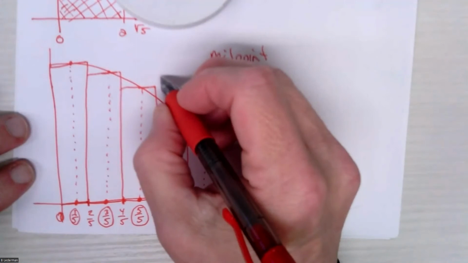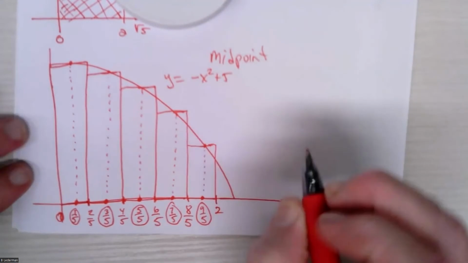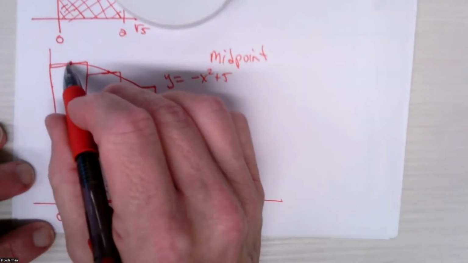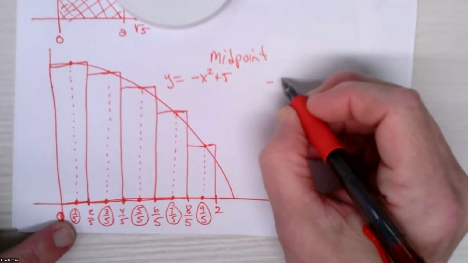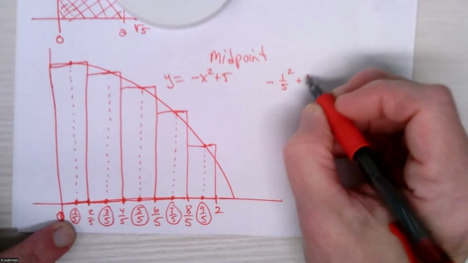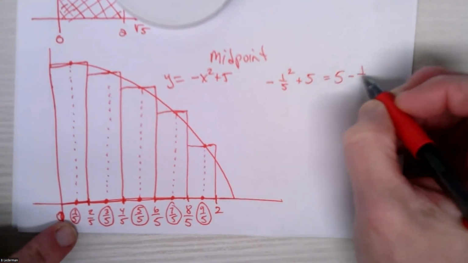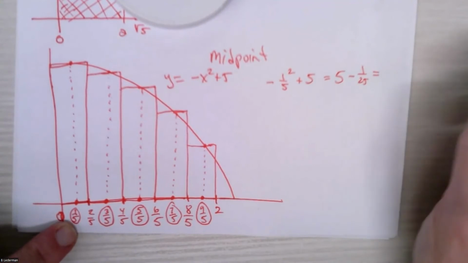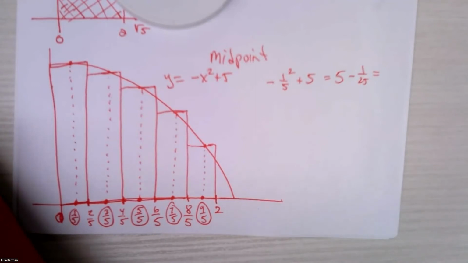Well, remember, the curve is y equals negative x squared plus 5. So the height of this first rectangle is going to be negative 1/5 squared plus 5, which is equal to 5 minus 1/25. I'm going to want to use a calculator for this. That's 5 minus 1/25, which is 4 and 24/25.